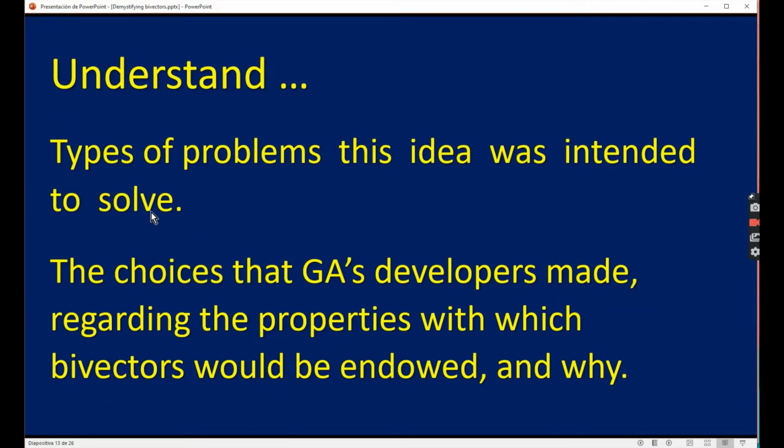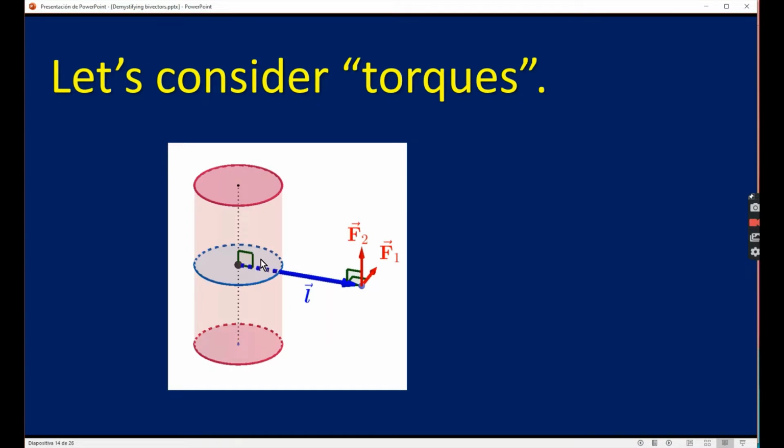Instead, let's understand first, or as a route to understanding bivectors, the types of problems that this idea was intended to help solve. And in this way, we can understand the choices that GA's developers made regarding which properties the bivectors would be endowed with, and why. So let's look at torques.